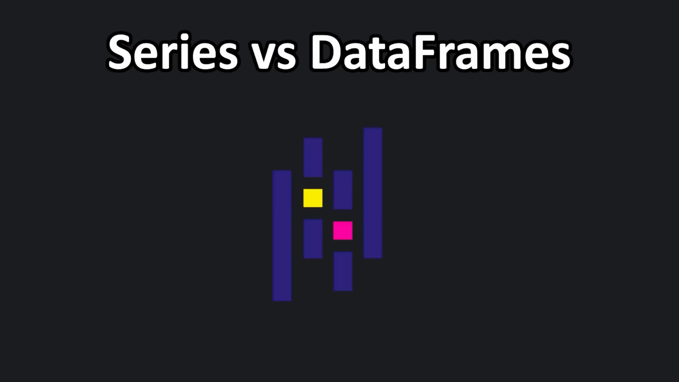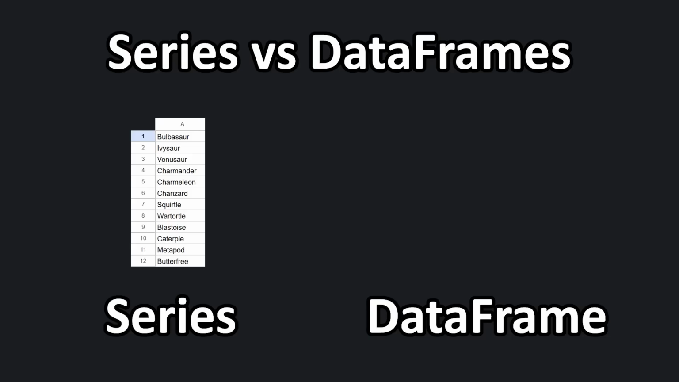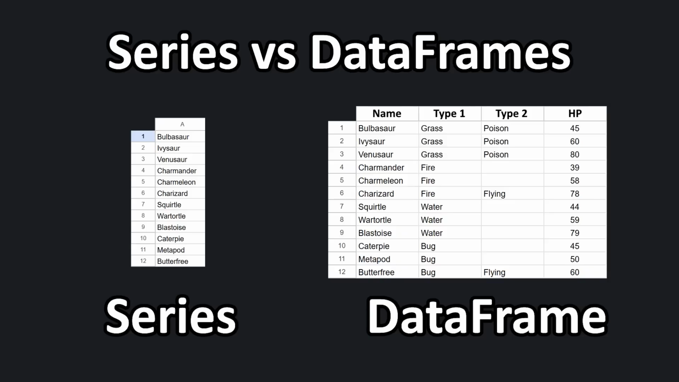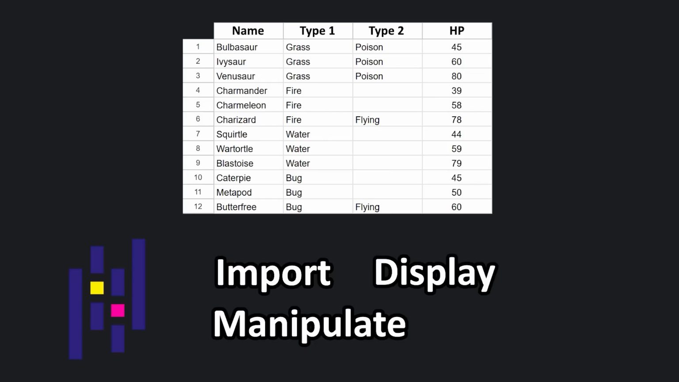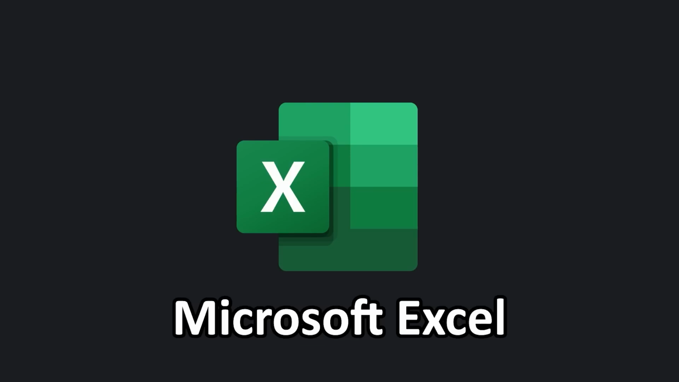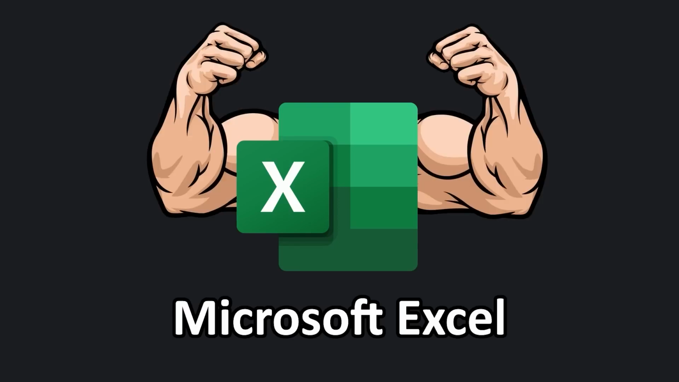Using this library, you typically work with objects known as series and data frames. A series is like a one-dimensional labeled column. A data frame is like a two-dimensional labeled grid, or table. With this library, you can import, display, manipulate, and export tabular data. Think of pandas as Python's version of Microsoft Excel, but on steroids.